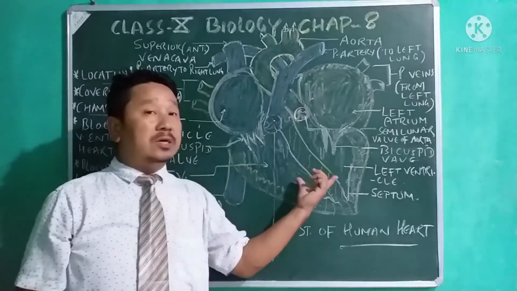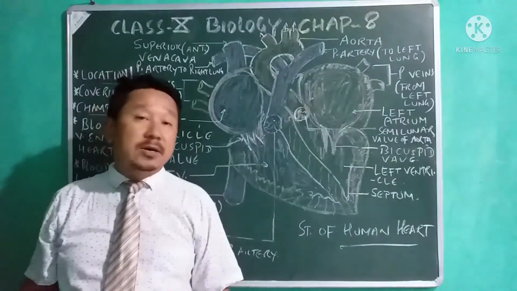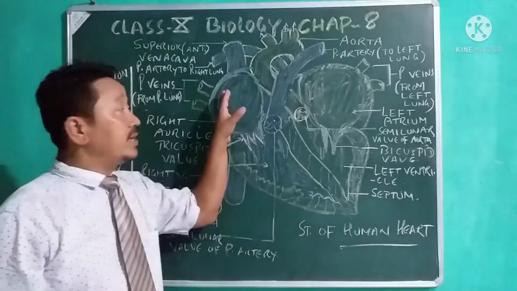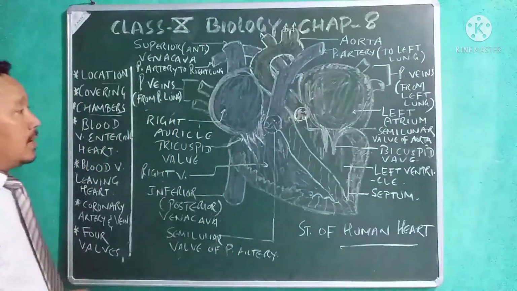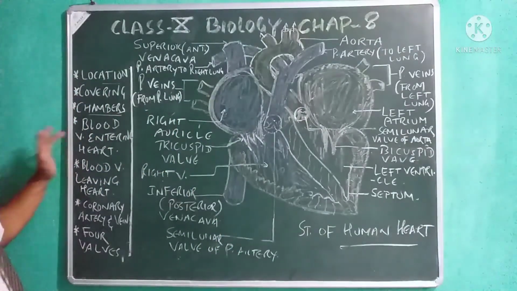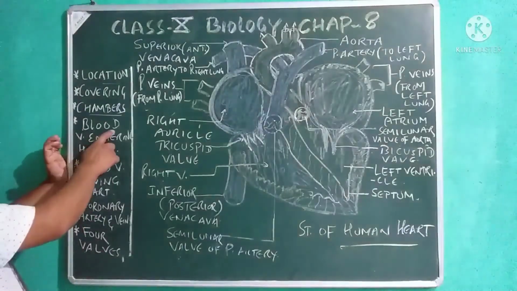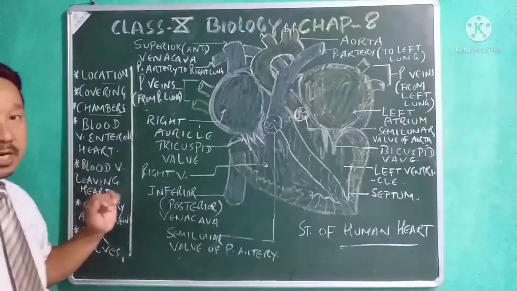Why? Because the blood from here has to be pushed to the different parts of the body. That's why the wall here is thicker than the wall present here in the auricle regions. Then coming to the blood vessels, I mean blood vessels entering the heart.